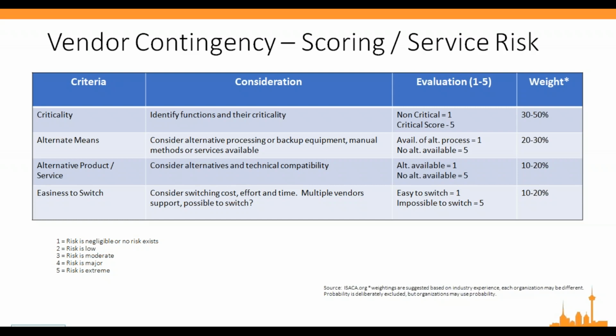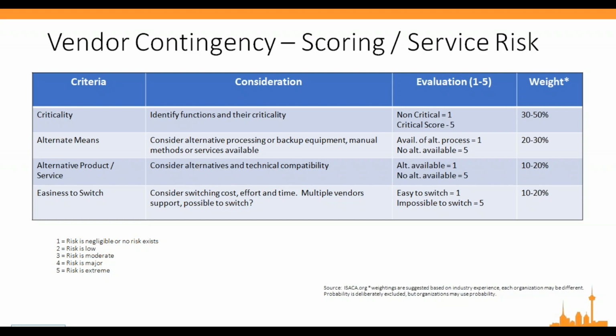The header for this slide would be the name of your vendor. And you'll see the columns for criticality, alternate means, alternate product and service, and easiness to switch. There is a rating below this, a key, that gives you the risk rating for each one of these items. So for criticality, the product or service is considered to be essential to the function that you have classified as critical. Alternate means: are there backup procedures? Is there any other way to do the product or service that that vendor provides? Is there an alternative to that product or service?